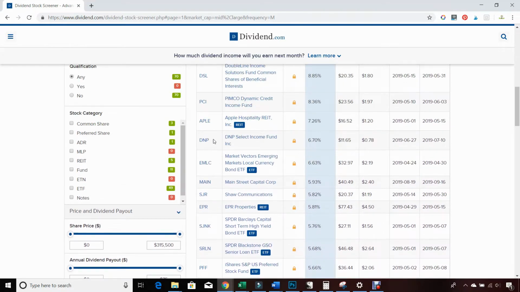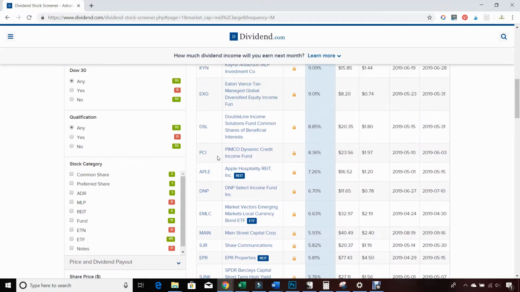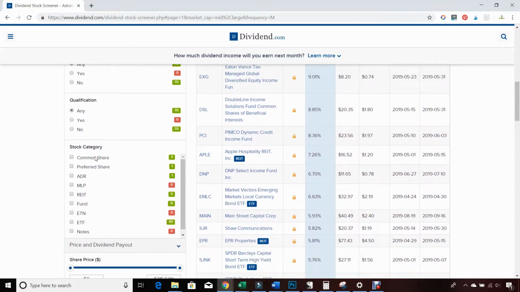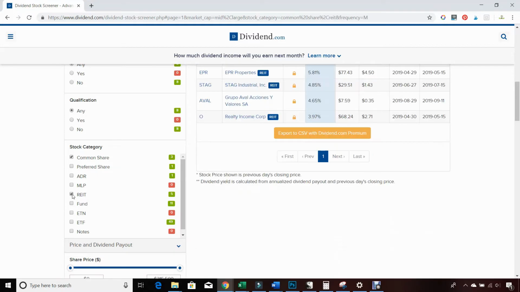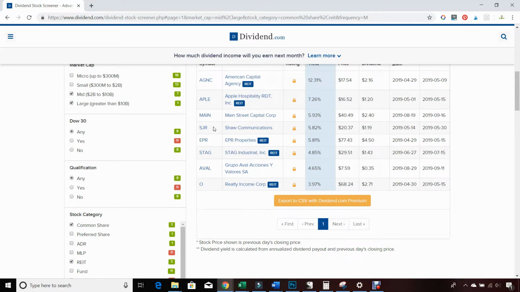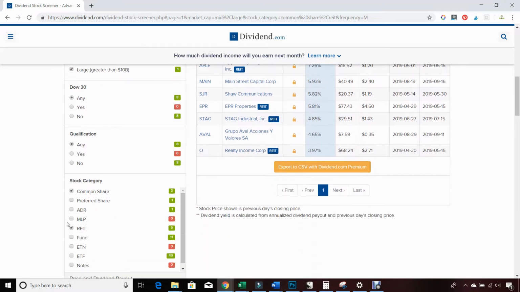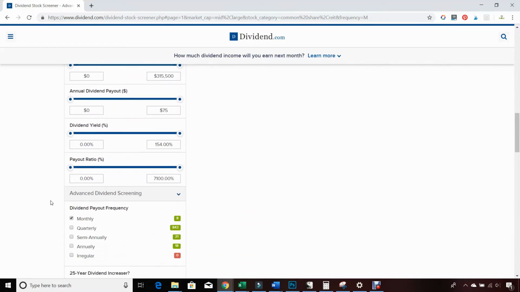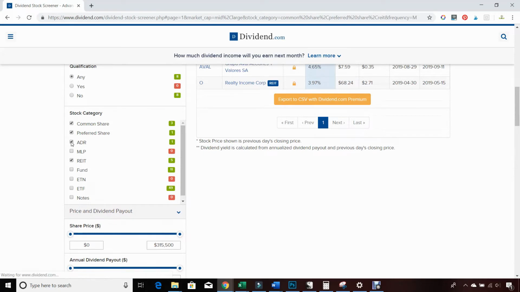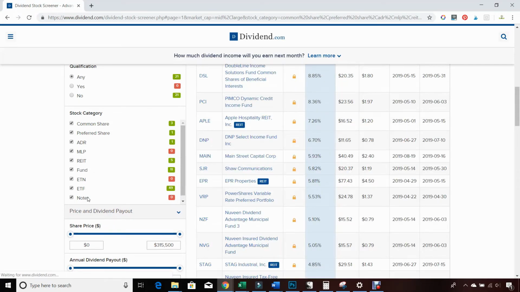Now, when it comes to monthly dividend stocks, a lot of them are actually just index funds. So if you want to screen by common shares or REITs, we can do that as well. So you can see which REITs are the ones that pay a monthly dividend. Obviously, one of the bigger REITs that pays a monthly dividend is Realty Income, yielding about 4% right now. We're just going to click everything back again. Okay.